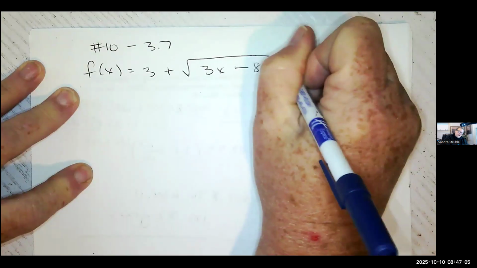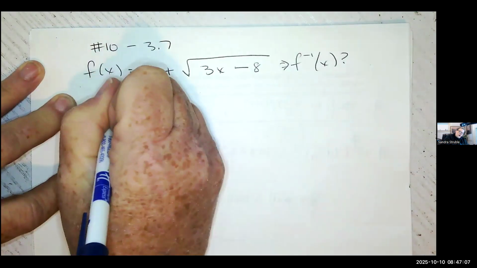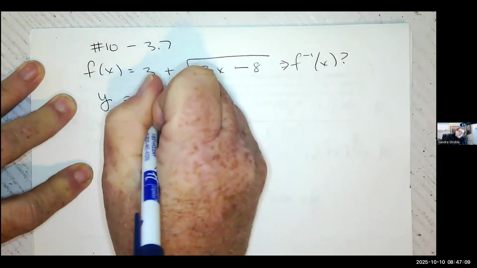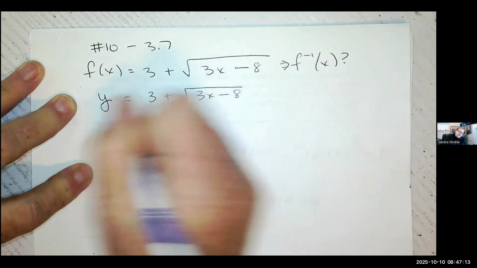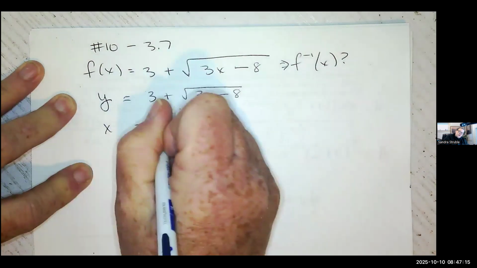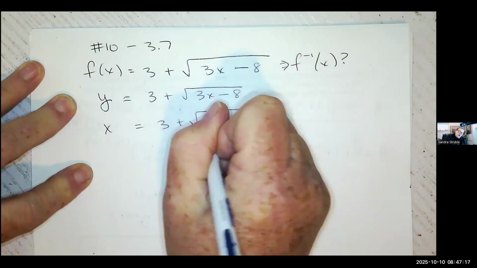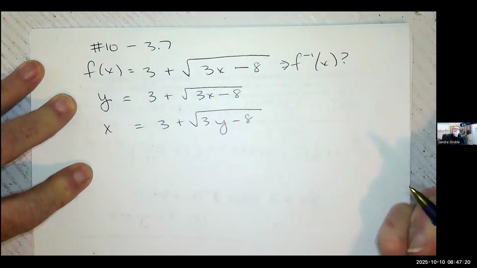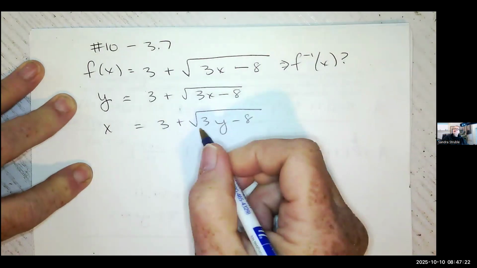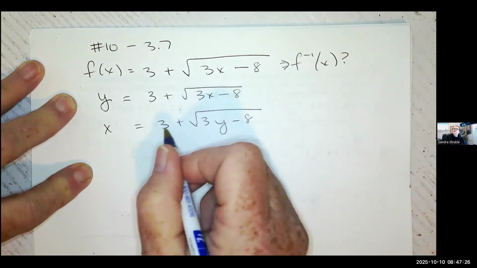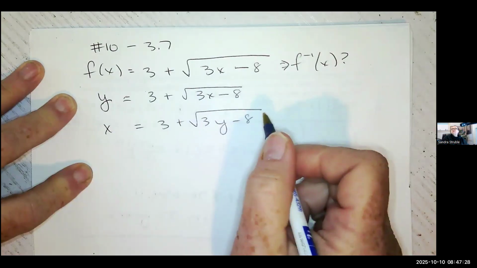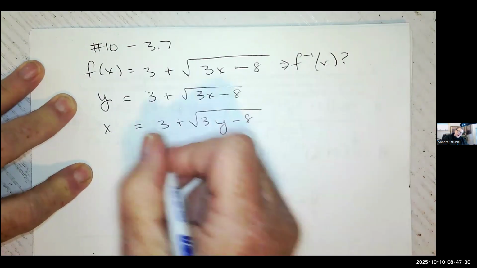All right, so we have to substitute y for f of x. We have to switch places. Anywhere there's a y, put an x. Anywhere there's an x, put a y. And now solve for y. You cannot just square this guy. It's not by itself on this side of the equal sign. If you squared this whole thing, that's not going to be pretty. Don't do that to yourself.